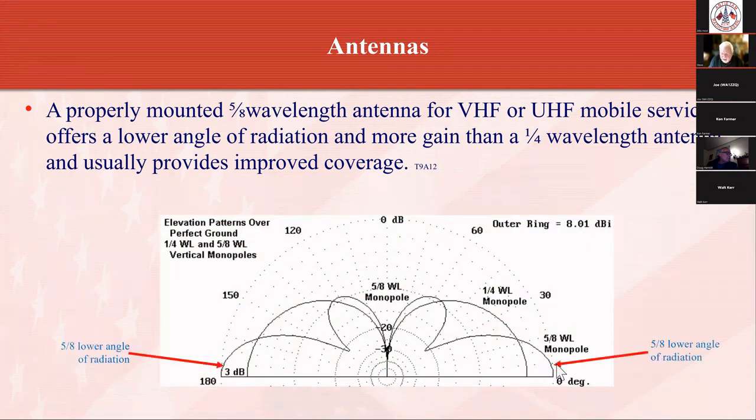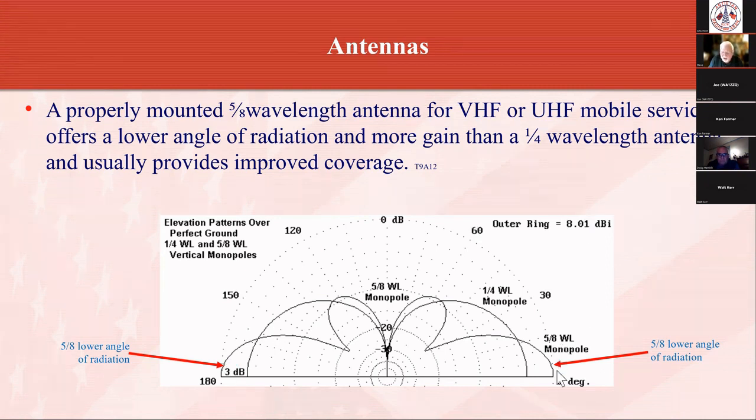So here you have, again, an antenna pattern, and the antenna is vertical in the middle here. The quarter wave vertical is also called a monopole instead of a dipole because it's only got one radiating element. But here you see the pattern for a quarter wave vertical compared to a 5/8 wave vertical. The 5/8 wave has 3 dB more gain than the quarter wave at the horizon, and a lower angle of radiation as well.